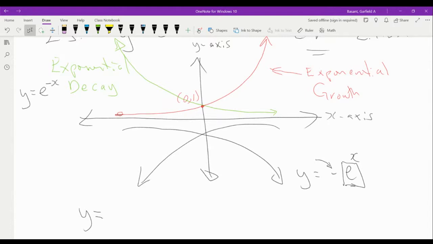Negative e to the negative x. I agree. Because this one is just a flip of the green one above. So all we have to do is put a negative in front of it.